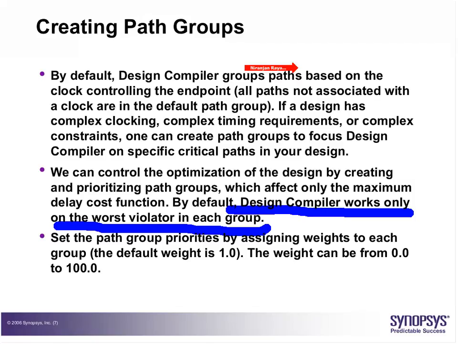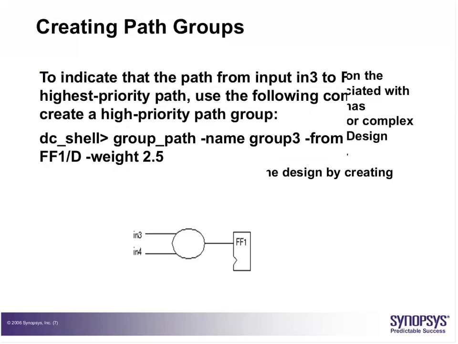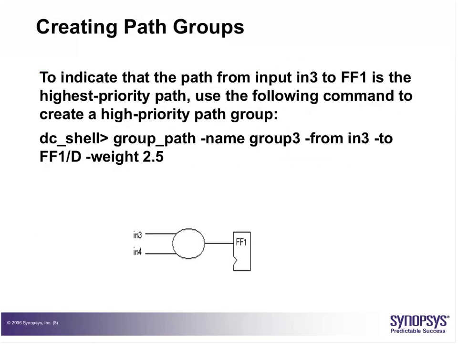Another option is that you could set the path group priorities by assigning weights to each group. The default weight is 1.0. Otherwise, the weights can be from 0 to 100. This is one example to indicate that the path from input IN3 to flip flop 1 is the highest priority path. We can use this kind of a command, group_path. This is a string, it can be renamed from IN3 to FF1D. This is the path we wanted to optimize with higher priority, and we have increased the weight to 2.5.